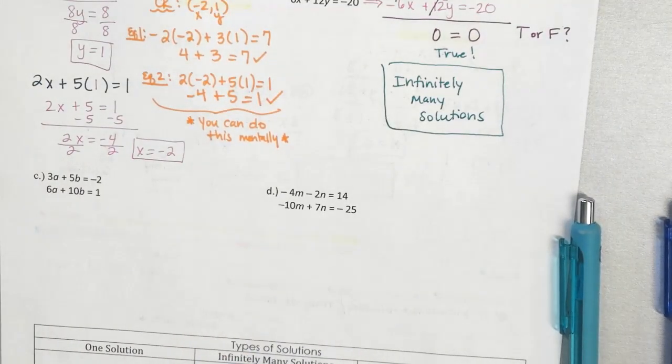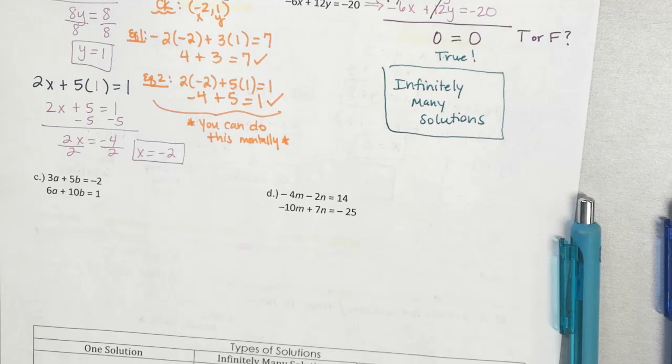Okay, so then for C, I want you to choose if you want to get rid of the A's or the B's. And then once you make that choice, multiply to make it happen. So you choose whether you're going to eliminate the A's or the B's.